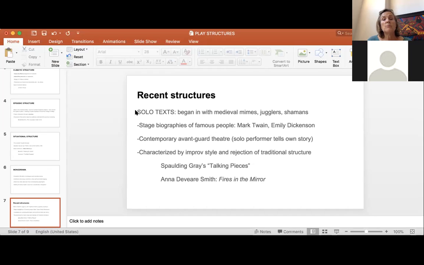And it's characterized somewhat by an improvisational style and a rejection of traditional structures. So Spalding Gray will sit at a table and simply just talk. He has a glass of water, but he also has done the monodrama style of incorporating some projection behind him, incorporating sound. Sometimes he actually creates the sound within the piece as well. So there's quite a range of options there.